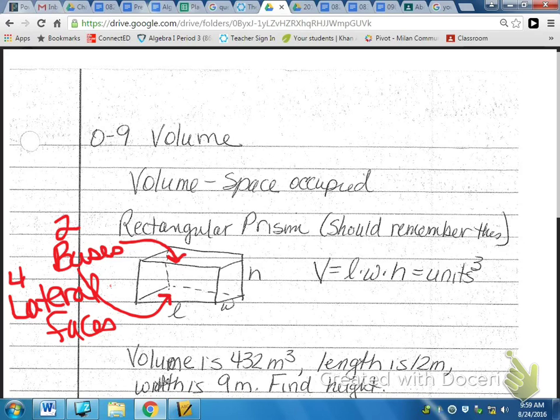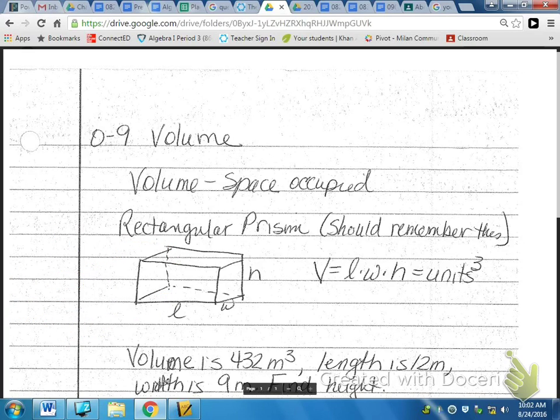And volume is used for things like heating and air conditioning. Those people that do that need to know the volume of your home to know what size furnace or air conditioner you would need. People that work on that kind of stuff have to know about volume. You have to know the volume of, let's say, your swimming pool to know how many chemicals to put in it and things like that. So volume is used quite a bit in those areas.